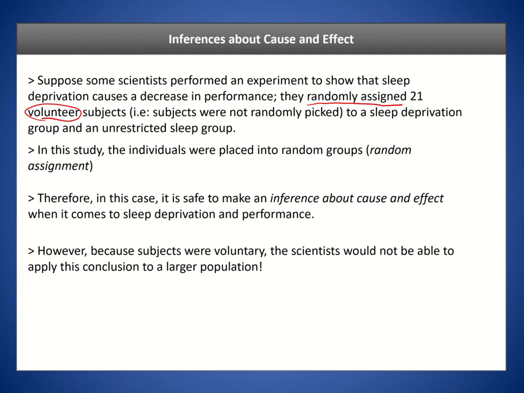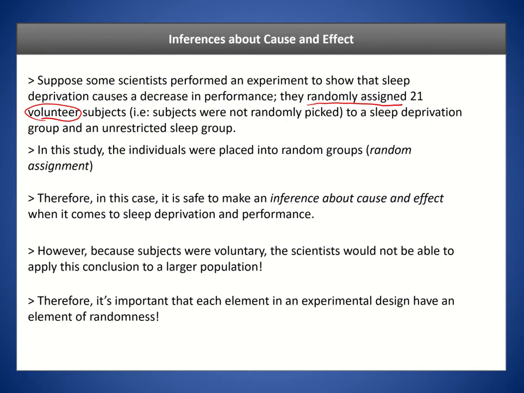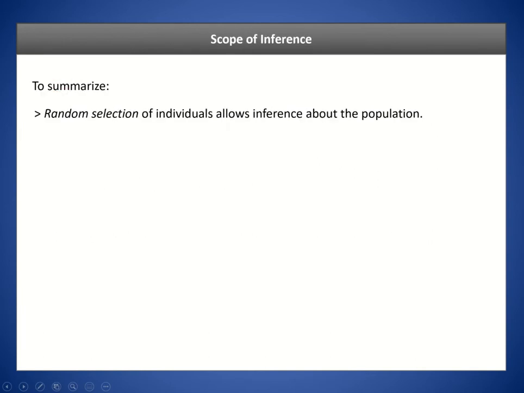So it's very important that you not only include random assignment, but you include randomness in the sample that you chose. Okay, so this really is just showing a couple of things. To summarize, we have random selection of individuals. So we want to randomize the sample that we use, and that allows for inference about the population. So you can take your results and then infer about the population as a whole.